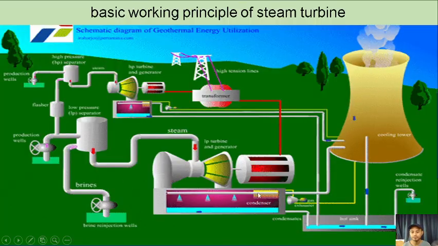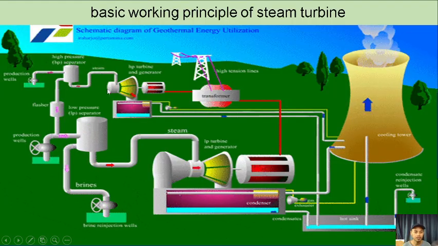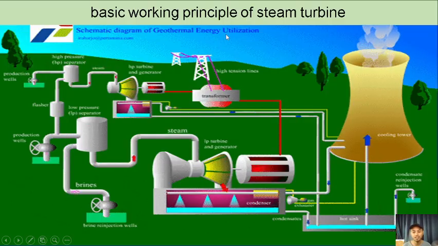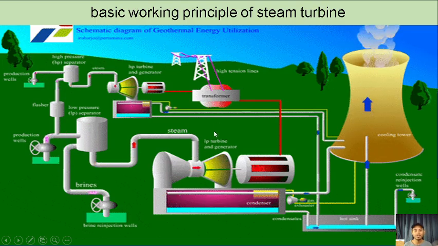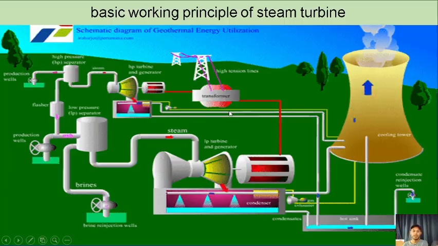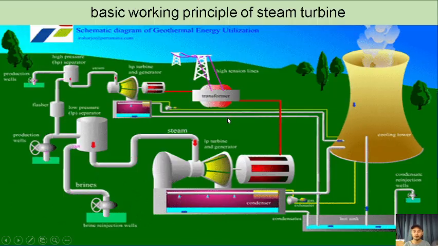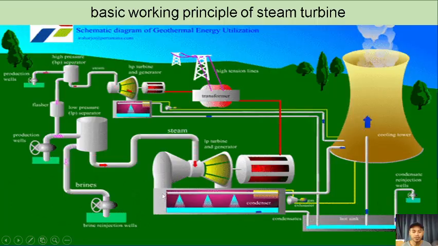So for example, we have here a schematic diagram of geothermal energy utilization. So usually in Leyte, we have here the geothermal energy, which is the, what's the name of this? Tungonan. We have Tungonan, and Tungonan is generating electricity. But what is the principle here?